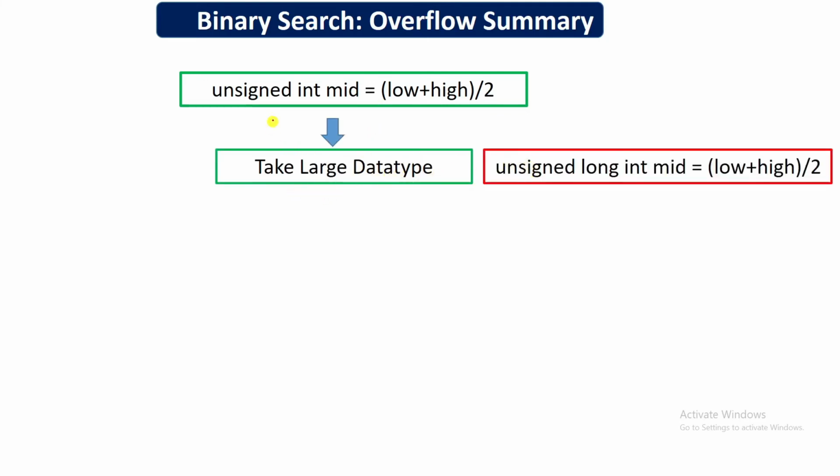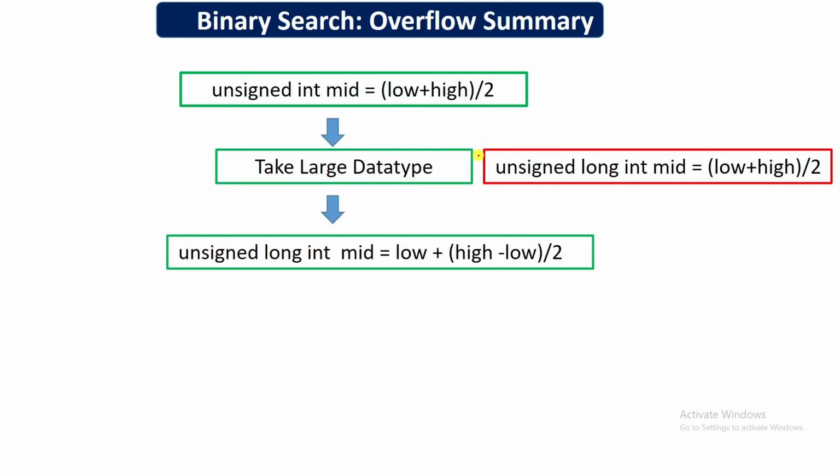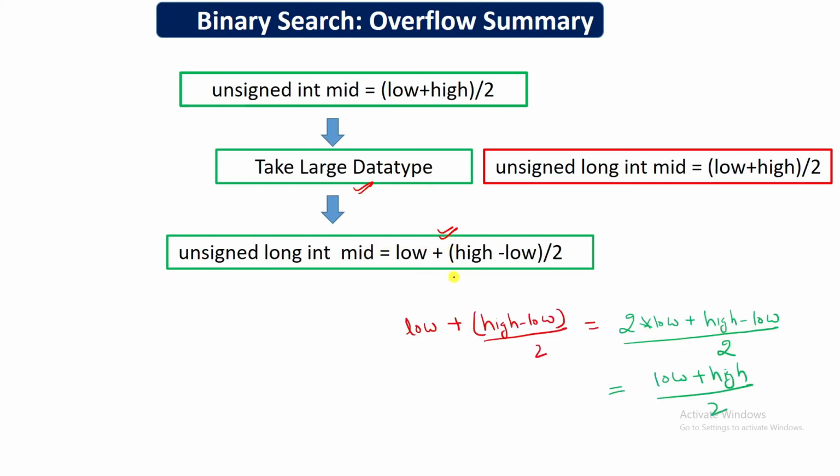For example, instead of unsigned int mid, we can take the long data type, unsigned long int. Or if we are getting the overflow in this type of data type also, let's say our array is again very large, we can take unsigned long int type also. And the second good way is, along with this large data type, we can take this calculation into our implementation. So by taking the large data type and using this calculation, we can avoid the overflow bug problem.